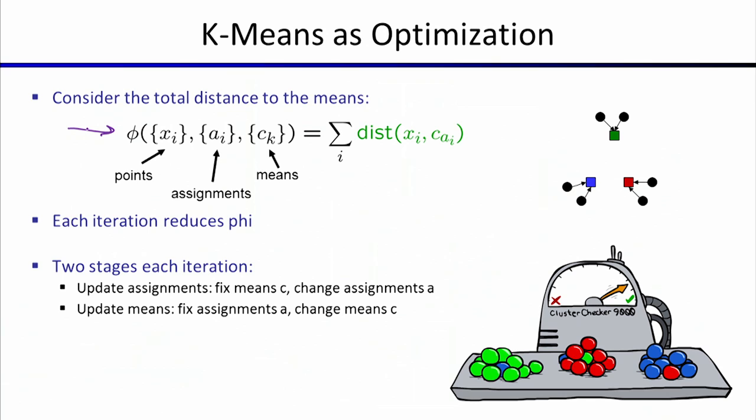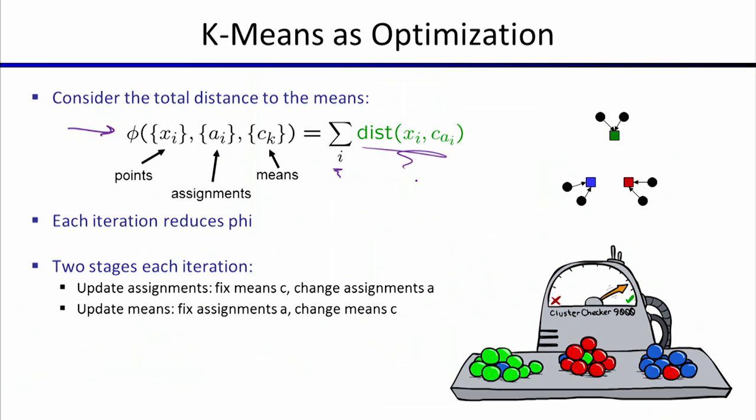The quality of this assignment can be found by summing over all of the data points and looking at how far that data point is from the cluster it's currently assigned to. So putting means in the right place tends to lower this, and assigning points to the closest mean tends to lower this. And in fact, the algorithm I sketched for you lowers this quantity phi every time.